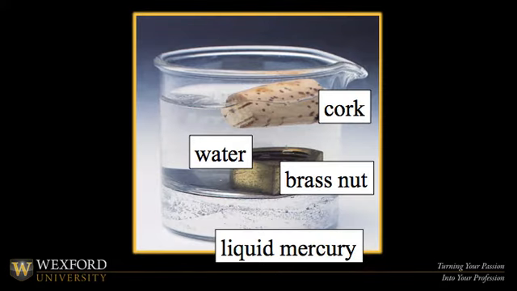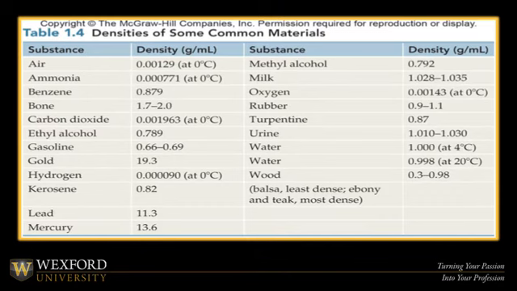Here's a picture showing the densities of different things. For example, water and liquid mercury have different densities, so water sits on top of a more dense liquid mercury. We also see objects like a cork and a brass nut, where the cork is less dense than water, so it floats, but the brass nut is more dense than water, so it sinks. The following chart shows the density of some common materials that you can examine.